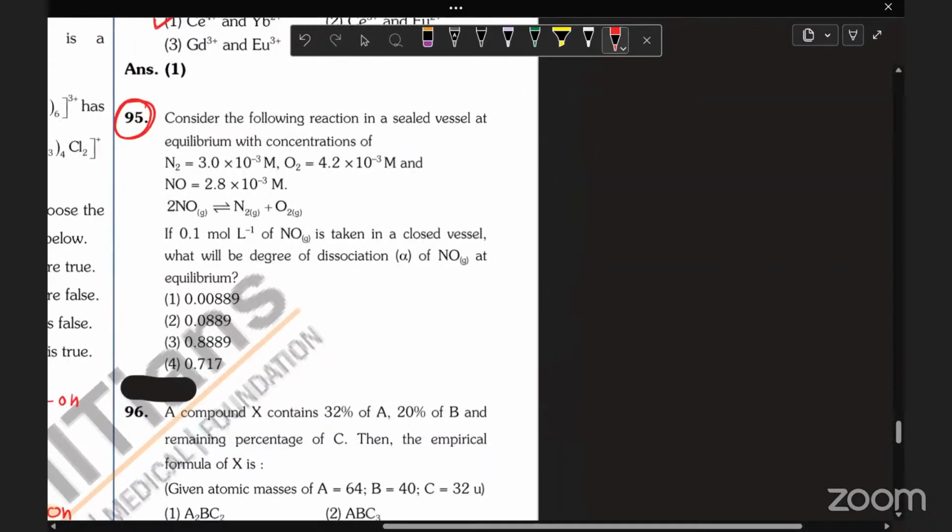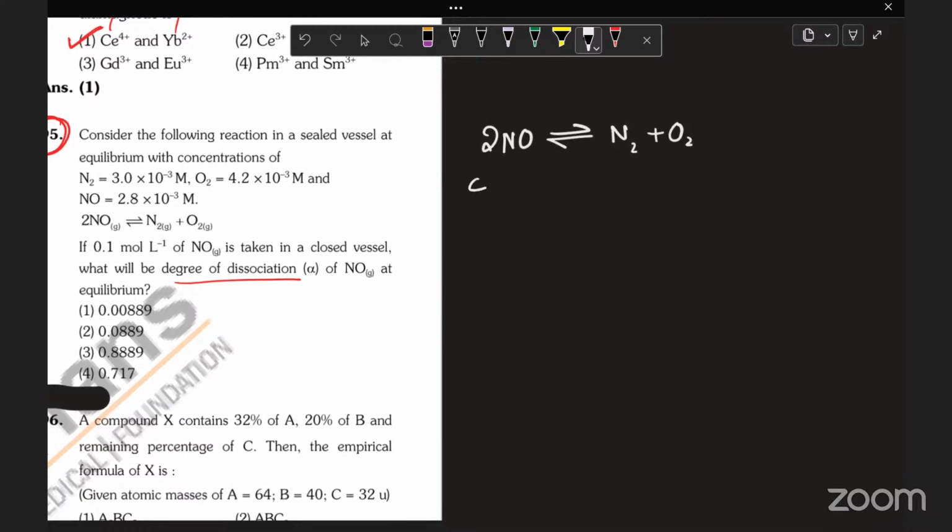So let's see what is the approach for this question. 0.1 mole per liter of NO. All right. We have to calculate the degree of dissociation alpha, right? So if I just write this reaction, 2NO converting into N2 plus O2, I have taken C(1 minus alpha). So that will be C alpha by 2, C alpha by 2. Tell me in the comment section why I am dividing this by 2. Right? Just let me know this.